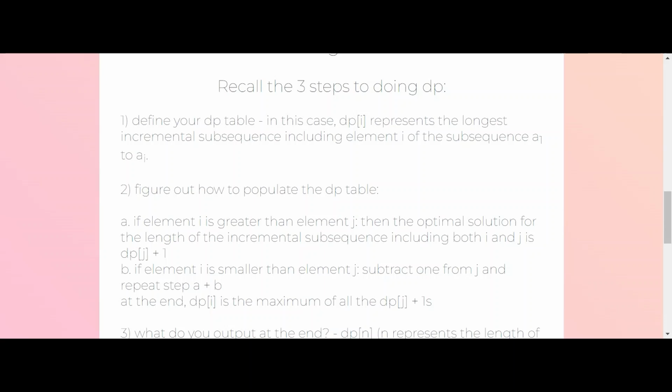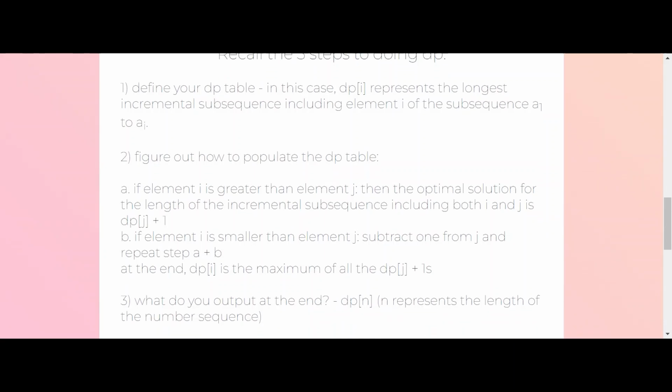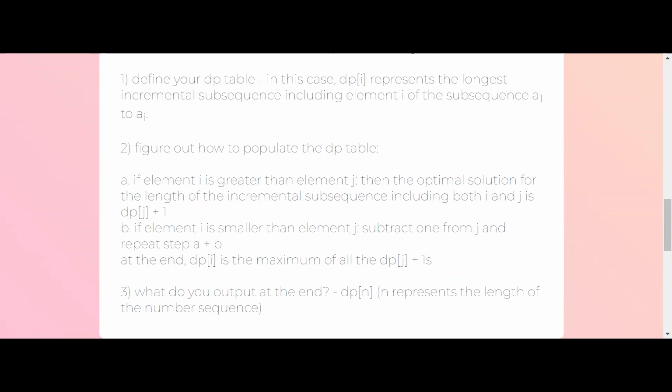So recall the 3 steps of doing DP. First, you want to define your DP table. In this case, dp[i] represents the longest incremental subsequence, including element i, of the subsequence A1 to Ai. Second, you have to figure out how to populate your DP table. If element i is greater than element j, then the optimal solution for the length of the incremental subsequence including both i and j is dp[j] + 1.